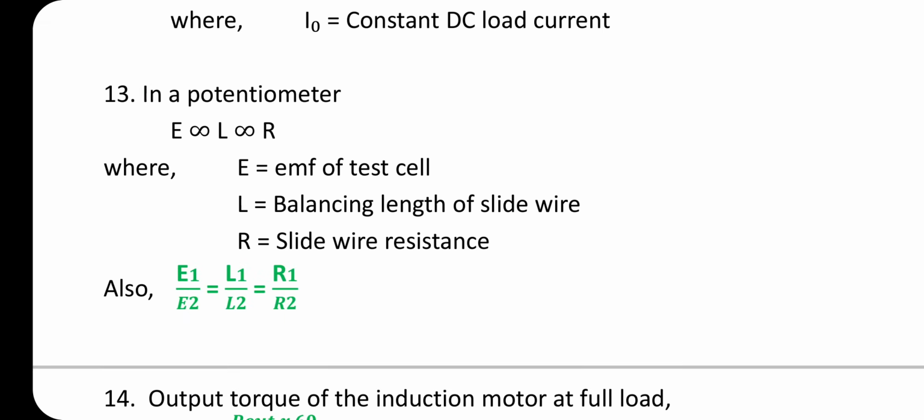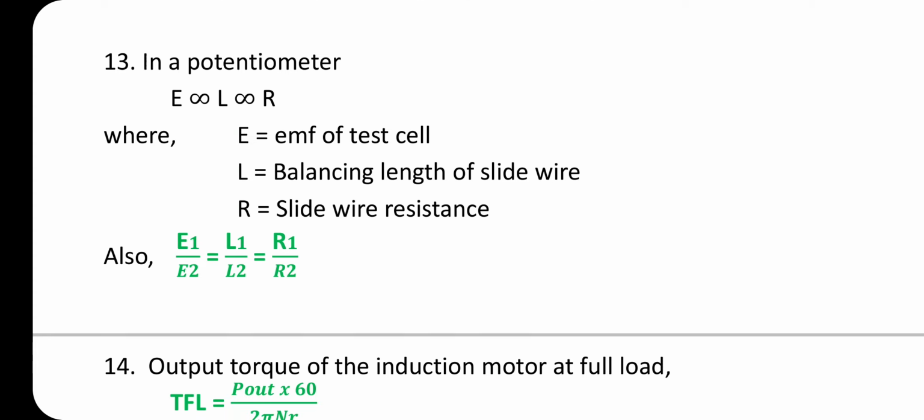In a potentiometer, E directly proportional to L directly proportional to R, where E is the EMF of test cell, L is the balancing length of slide wire, R is the slide wire resistance. Also E1 by E2 equal to L1 by L2 equal to R1 by R2.